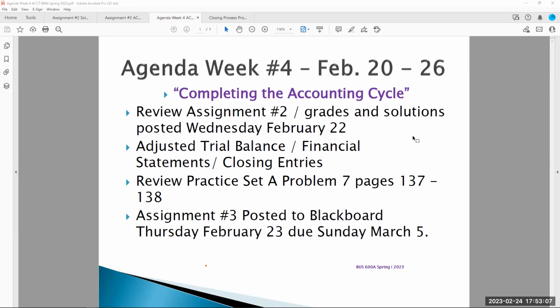Okay, that's our week number 4 work for this week, completing the accounting cycle. You have that work due a week from Sunday, March 5th. If you have any questions or concerns, please let me know. Many of us in this class are doing excellent work. Some of us are struggling a little bit, so please review those solutions to assignment 2. Make sure you're up to speed on that and to go forward into completing the accounting cycle with this week's work. And then we start retail accounting next week in week number 5.